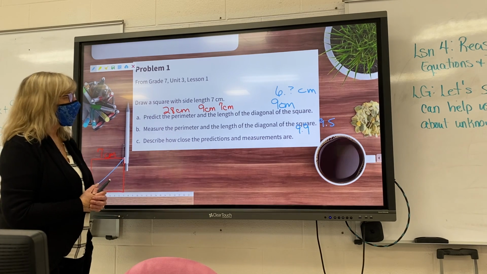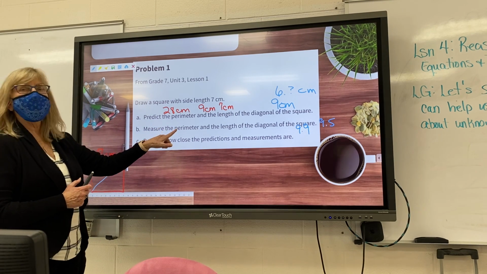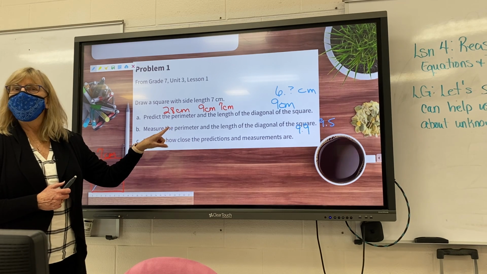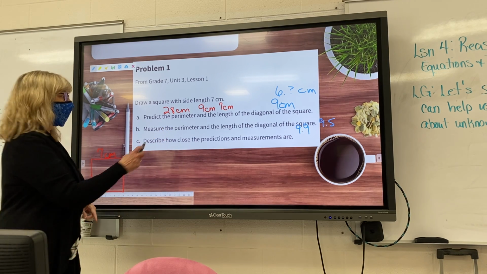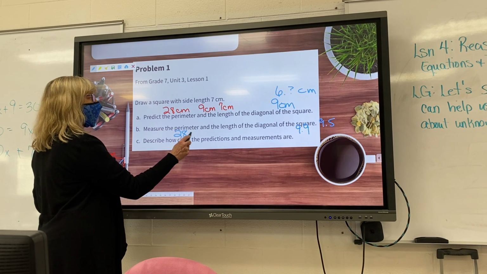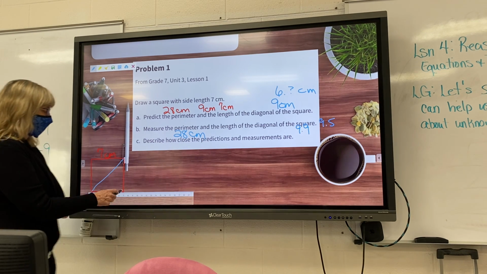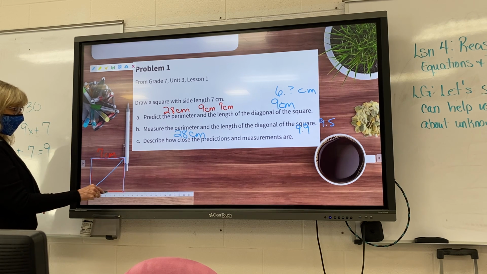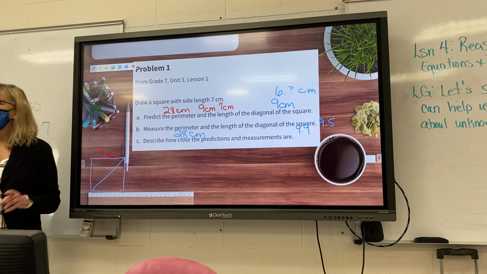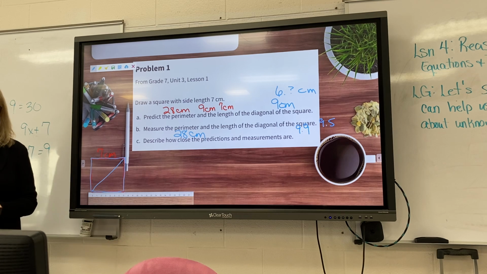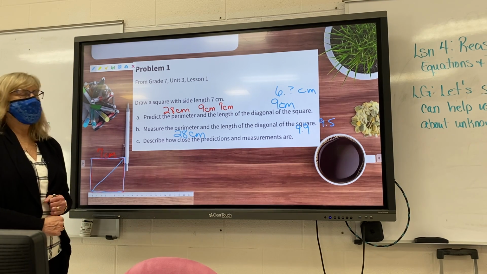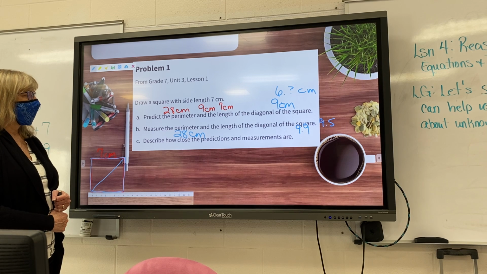Okay, so that's B. So B, we know the perimeter, don't we? What's the perimeter? 28. How do we know the perimeter's 28? Because to go around it is 28 feet if I add 7, 7, 7, and 7. A square has 4 sides, so you can do 7 times 4, which equals 28. Yes, you can.